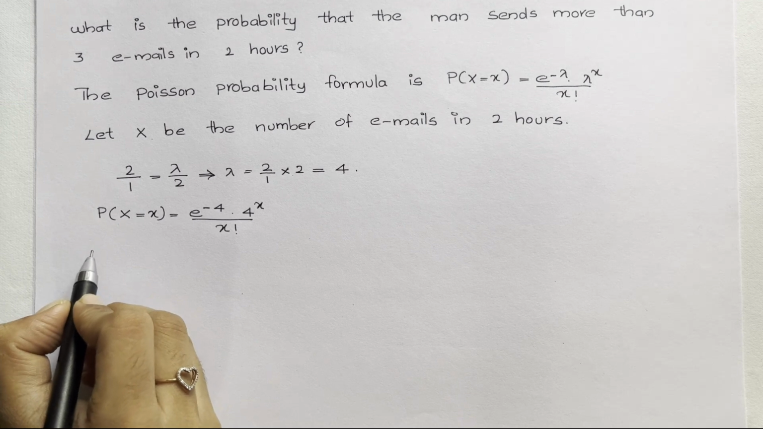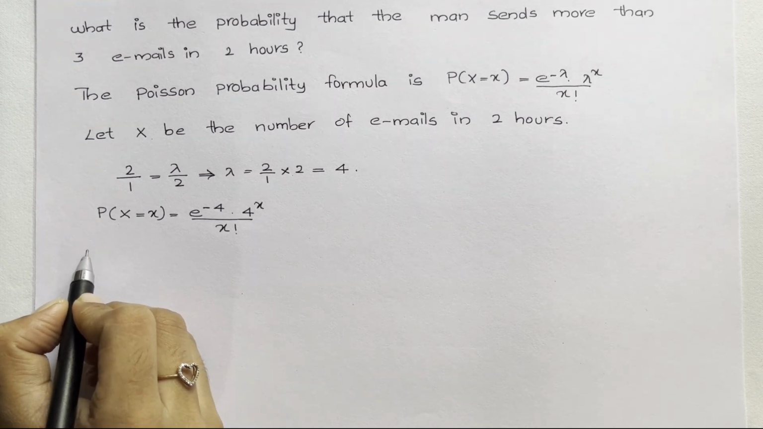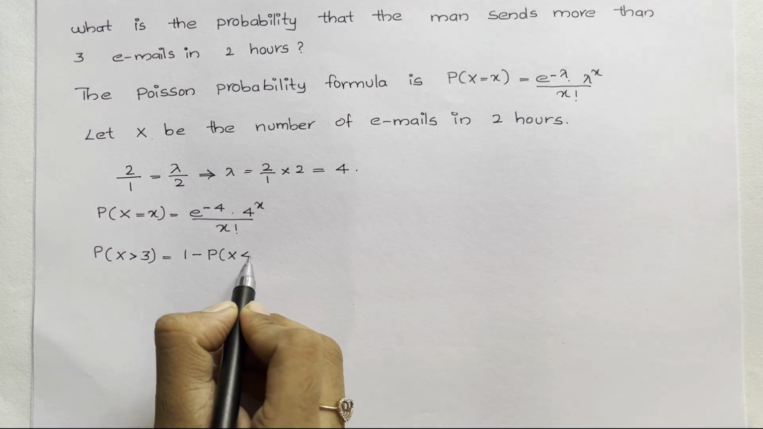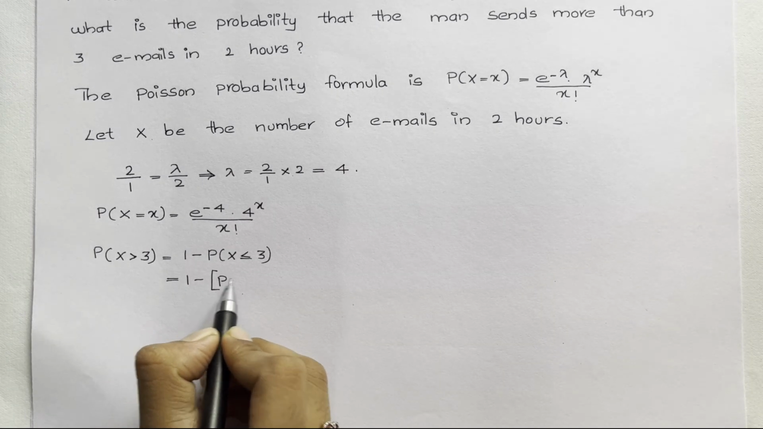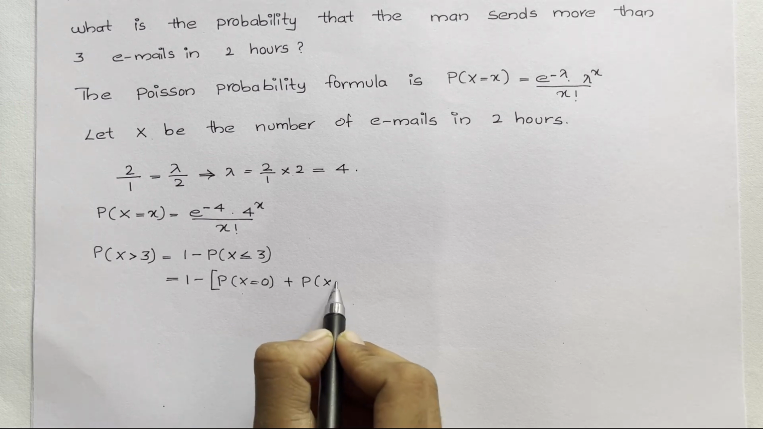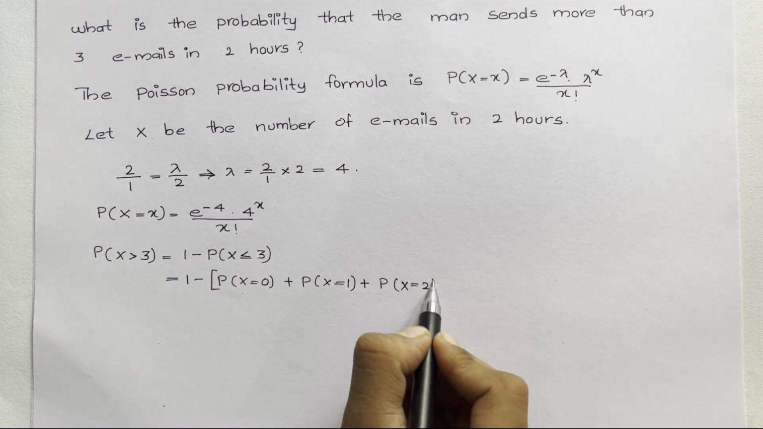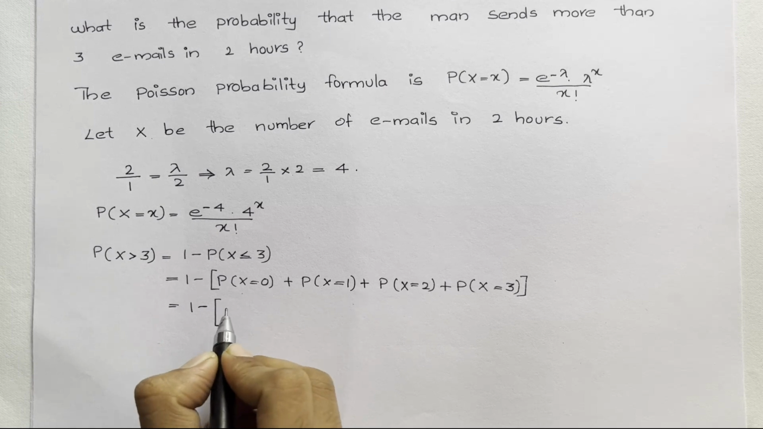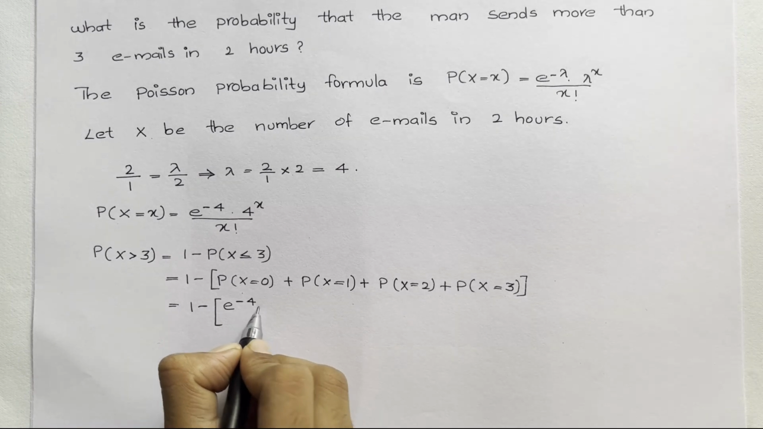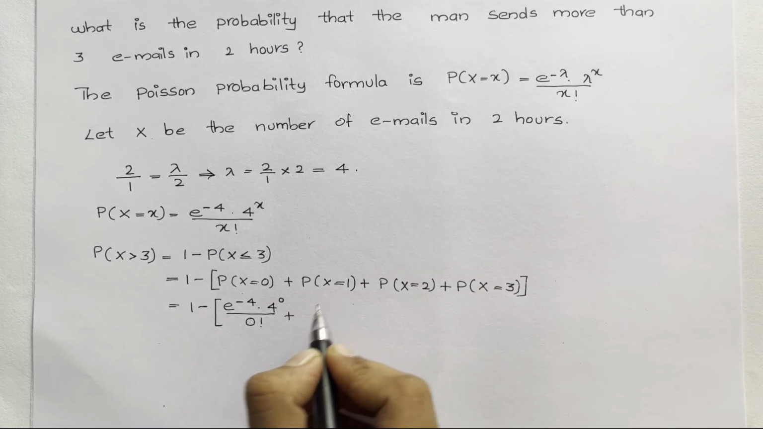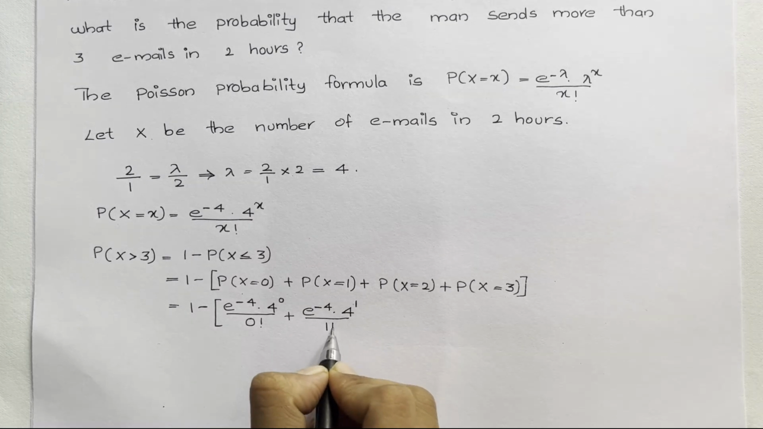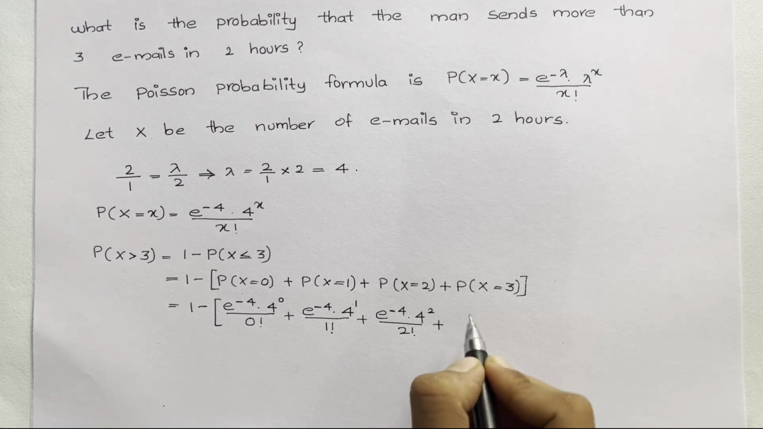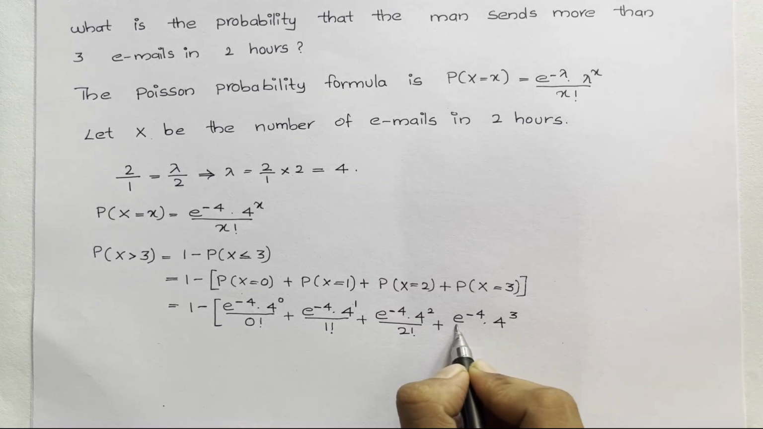Now we have to find the probability that the man sends more than 3 emails in 2 hours. That is P of x greater than 3 equal to 1 minus P of x less than or equal to 3, equal to 1 minus P of x equal to 0 plus P of x equal to 1 plus P of x equal to 2 plus P of x equal to 3, equal to 1 minus e raised to minus 4 into 4 raised to 0 divided by 0 factorial, plus P of x equal to 1 is e raised to minus 4 into 4 raised to 1 divided by 1 factorial, plus P of x equal to 2 is e raised to minus 4 into 4 square divided by 2 factorial, plus P of x equal to 3 is e raised to minus 4 into 4 cube divided by 3 factorial.